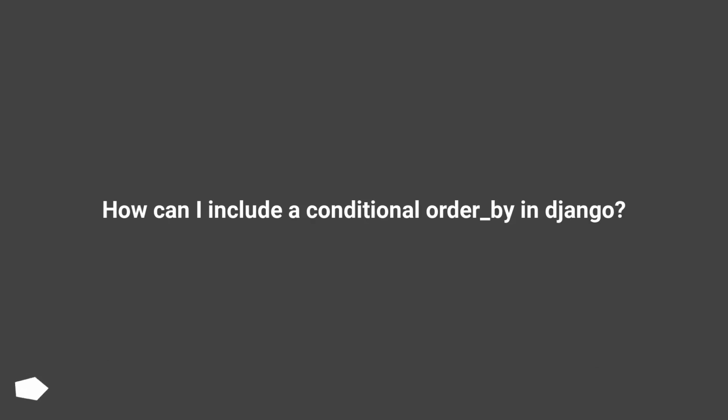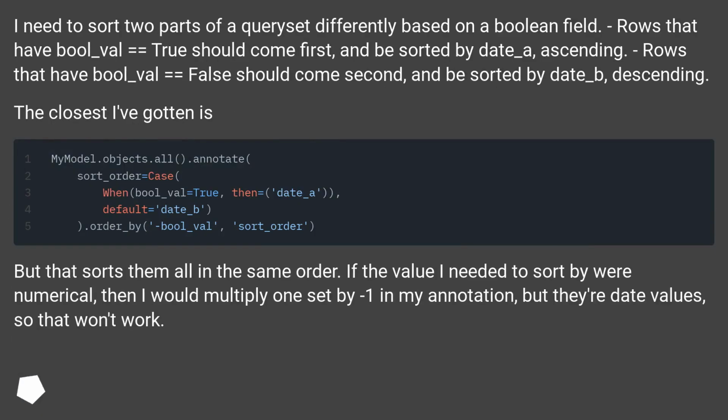How can I include a conditional order_by in Django? I need to sort two parts of a query set differently based on a Boolean field. Rows that have bool_val equals true should come first, and be sorted by date_a, ascending. Rows that have bool_val equals false should come second, and be sorted by date_b, descending.